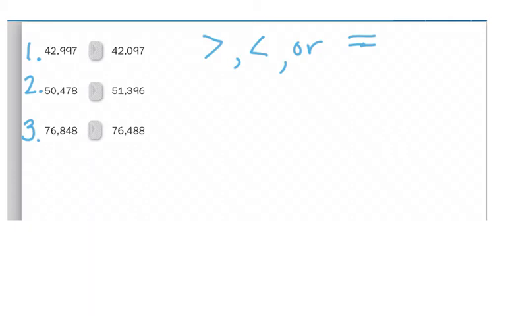Number 1, 42,997 is greater than 42,097. And the first place they differ in place value is in the hundreds.